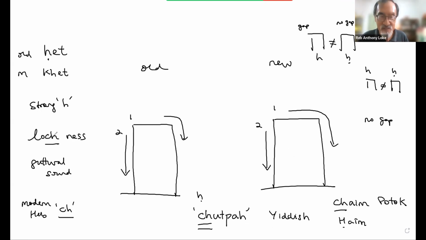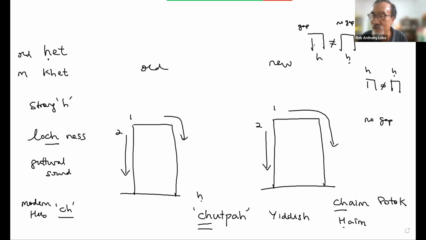So this is a strong H. Loch. This is a guttural sound at the back of the throat. So Hebrew has this H. There are two H's in Hebrew. One is the normal H, H as in hat. This is a strong H, like in Loch Ness. That is a different sound. Okay, so normal H, strong H. The normal H has a gap. The strong H has no gap.